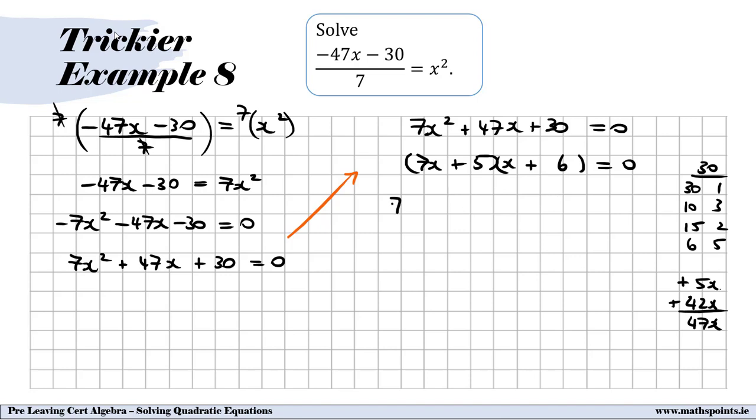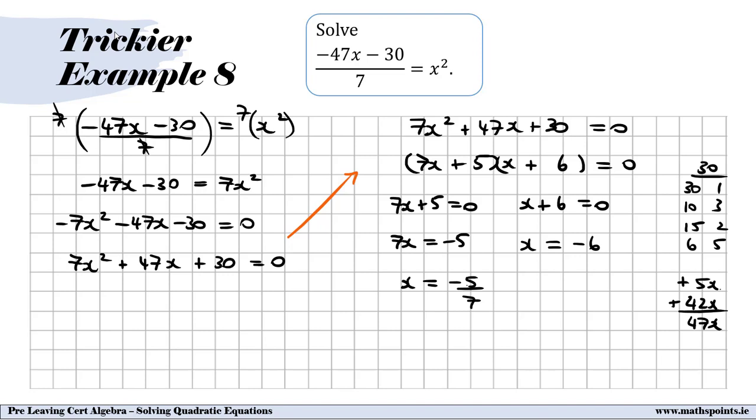I'm going to let each bracket equal 0, so 7x plus 5 equals 0 and x plus 6 equals 0. If 7x plus 5 equals 0, I'm going to subtract a 5 from both sides, so 7x equals minus 5. I'm going to divide both sides by 7, so x equals minus 5 over 7. So that's one solution to the equation. And then the other solution, I have x plus 6 equals 0, so subtracting 6 from both sides, I get x equals minus 6.